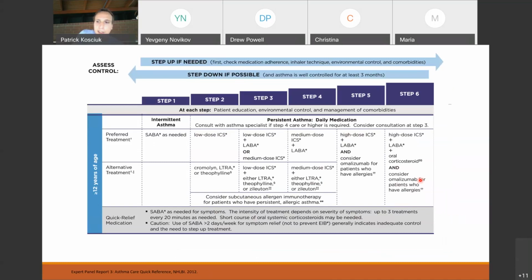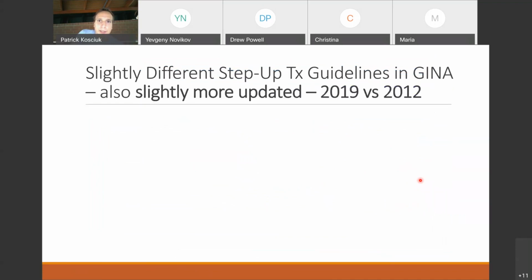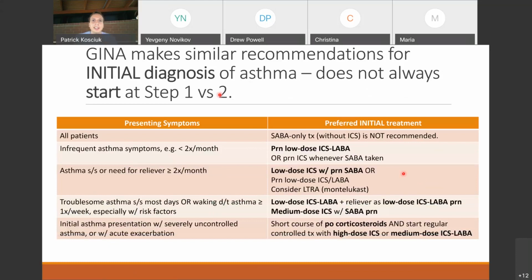I like to use the GINA guidelines, and I think everyone should probably look at those more likely. GINA guidelines have been more updated. They include all sorts of things like biologic therapies, which NHLBI typically has not caught on to yet. So what does GINA say? For the initial diagnosis of asthma, you don't always have to start at step 1 or 2. In this patient, we're talking about essentially having troublesome asthma most days, awakening due to asthma greater than or equal to 1 time per week.